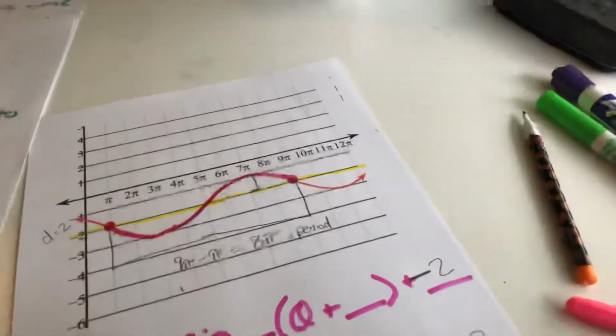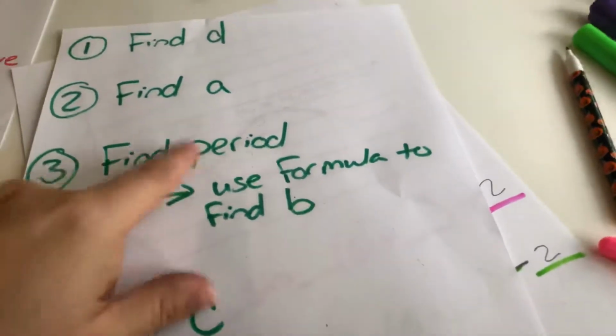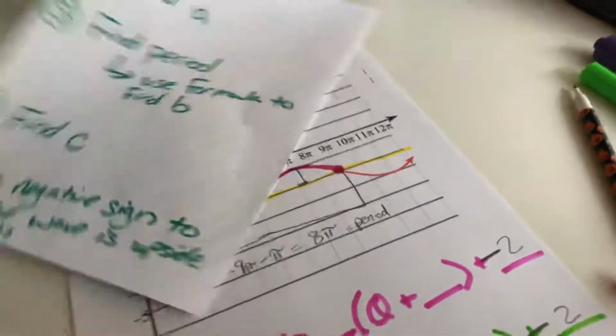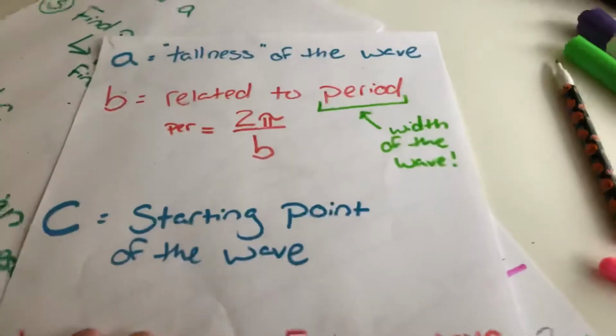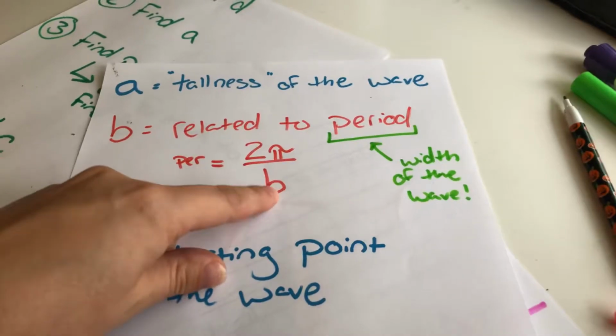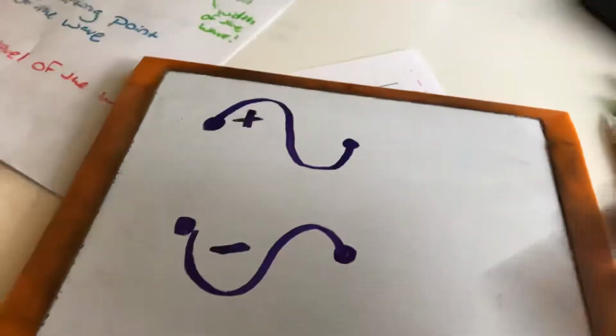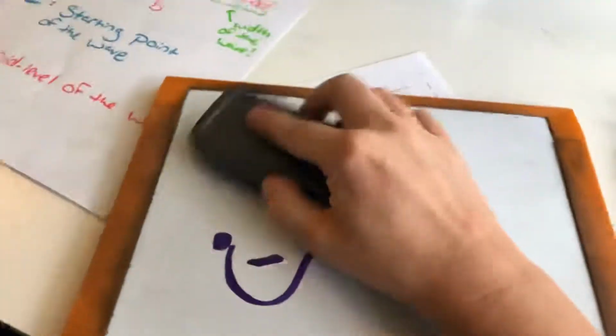8 pi, though, is not the B value. I have to use my formula to find the B value. And the formula is period equals 2 pi over B. So let's come back to our whiteboard. Let's write down the formula.